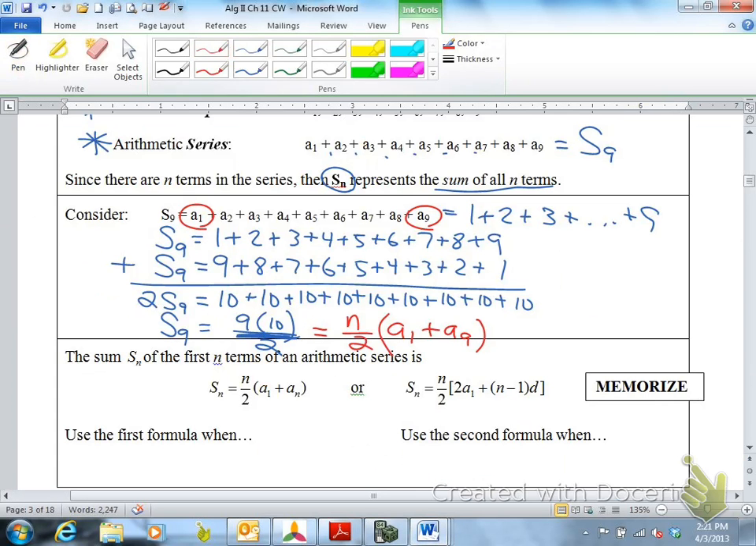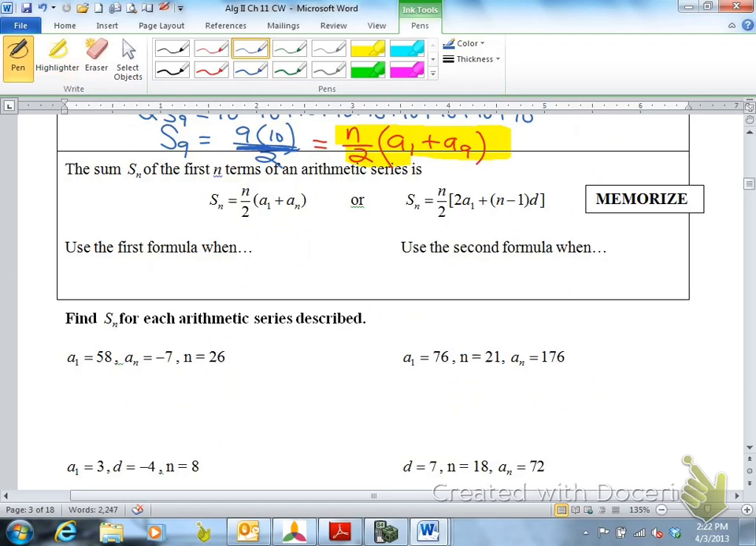Okay, so the reason why I showed you this part right here is because that's the same as this formula. This is our second formula over the chapter, this formula right here. The sum of any arithmetic series is the number of terms divided by 2. So in this one we had 9 terms divided by 2. The first term plus the last term. So that's a really nice, short, compact formula.